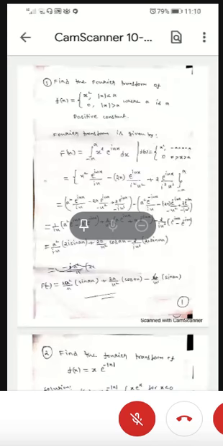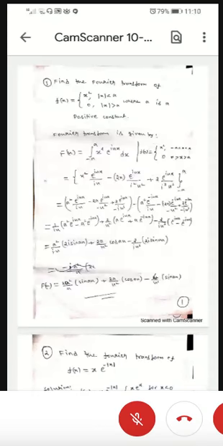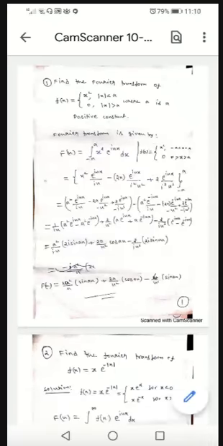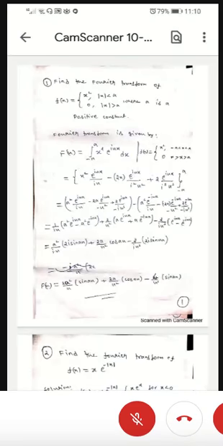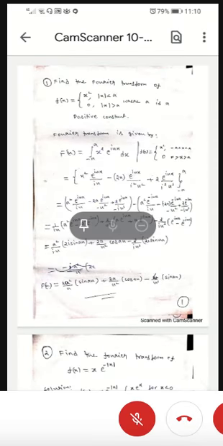Mod of x is greater than a, where a is a positive constant. In the last class itself, I told you mod of x is less than a, where a is a positive constant. Mod of x is less than a means x is in between minus a to plus a.